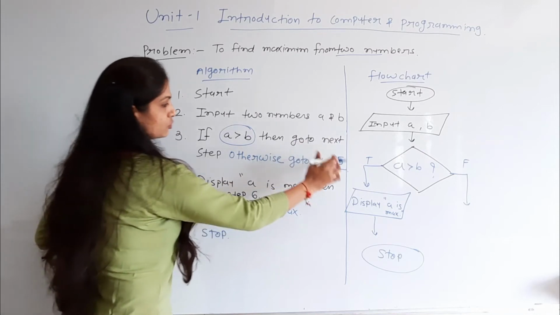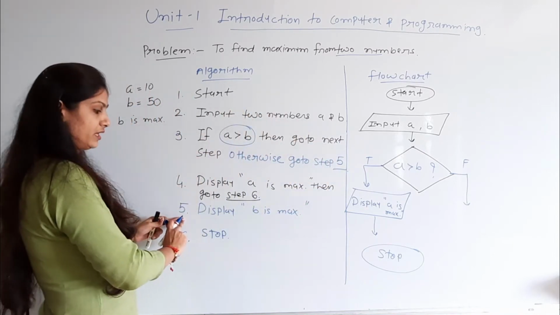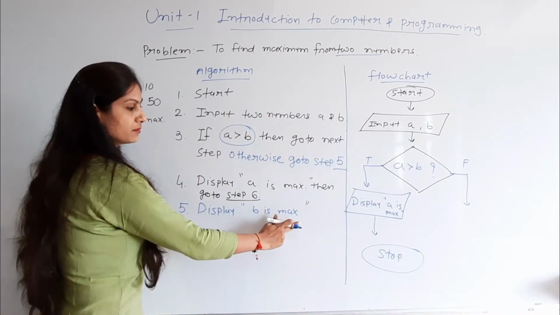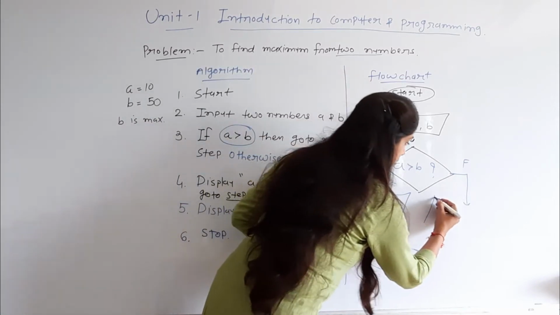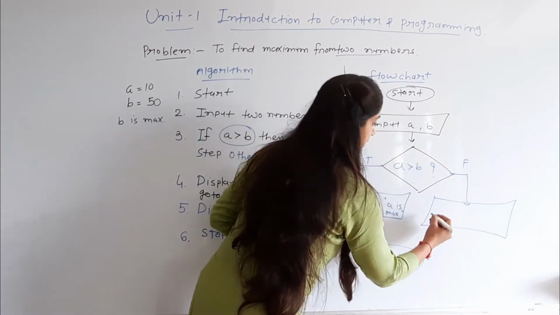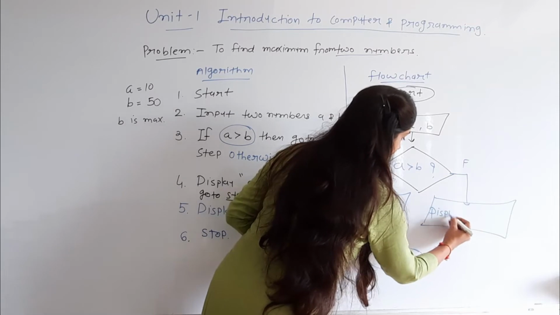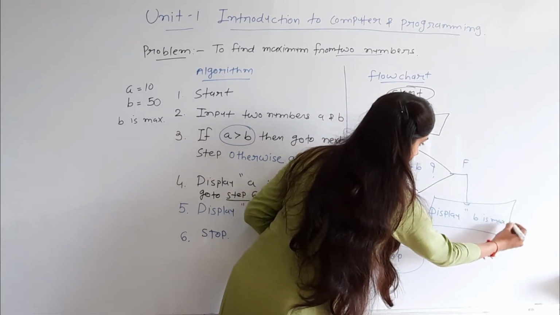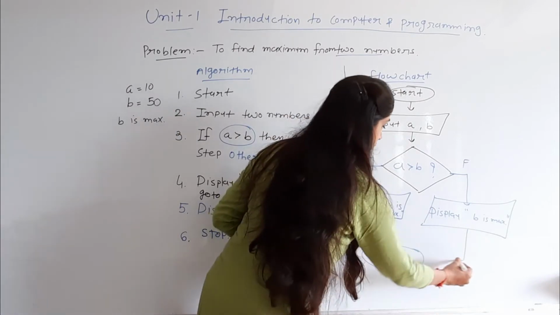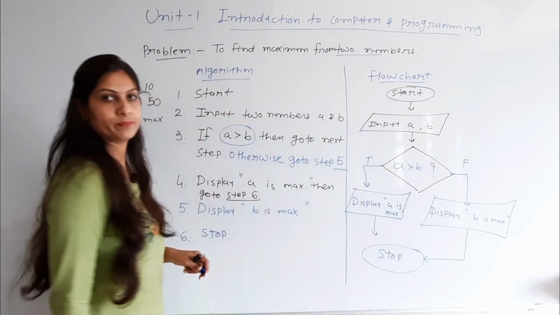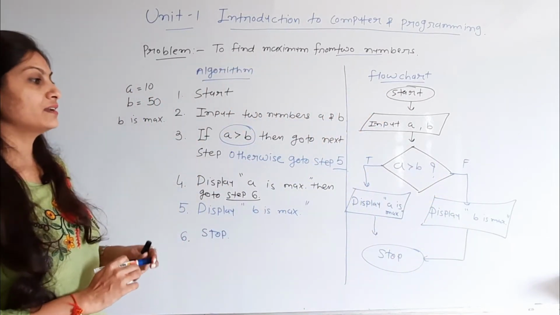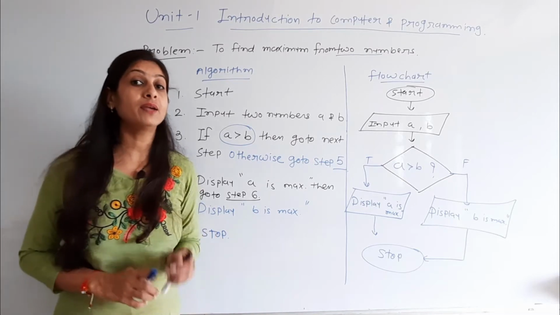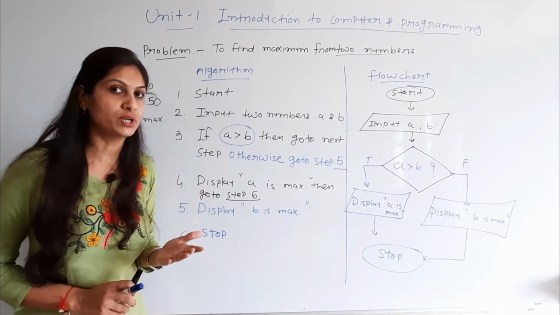Now consider the false part. So otherwise go to step number 5 here, and output is B is max. So again draw the parallelogram and write display B is max. Now last step is again stop. So this is the flow chart and algorithm for finding maximum from two numbers.